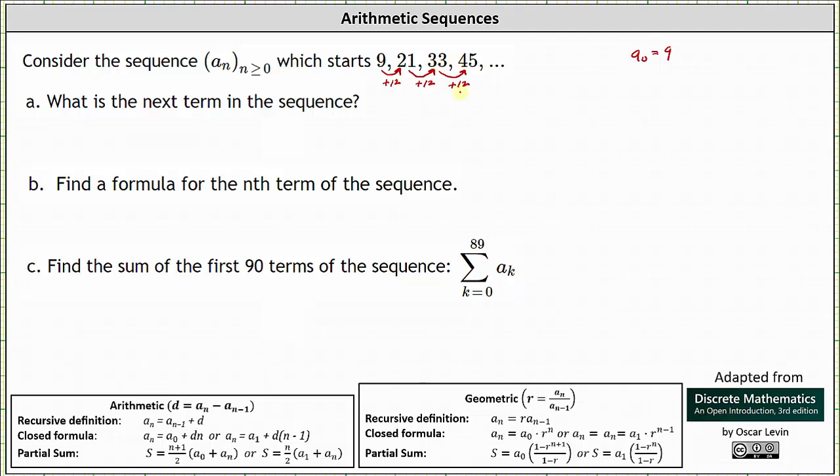For part A, we're asked what is the next term in the sequence? Well, we know that the terms are increasing by 12, and therefore the next term is going to be the last term of 45 plus 12, which is equal to 57. Again, the next term in the sequence is the last term given of 45 plus the common difference of 12, which is equal to 57.